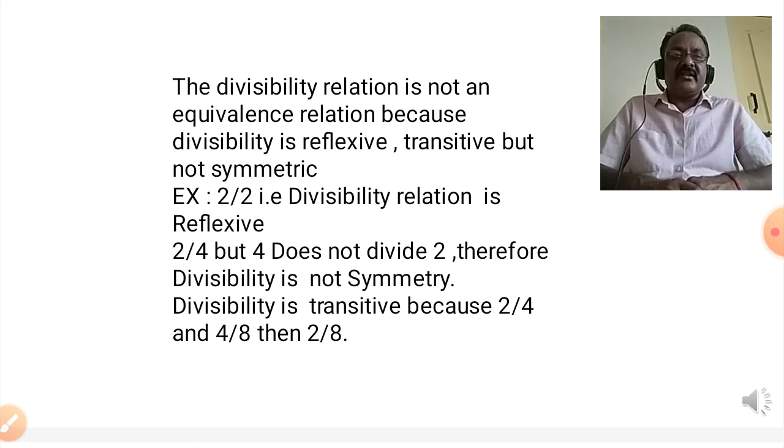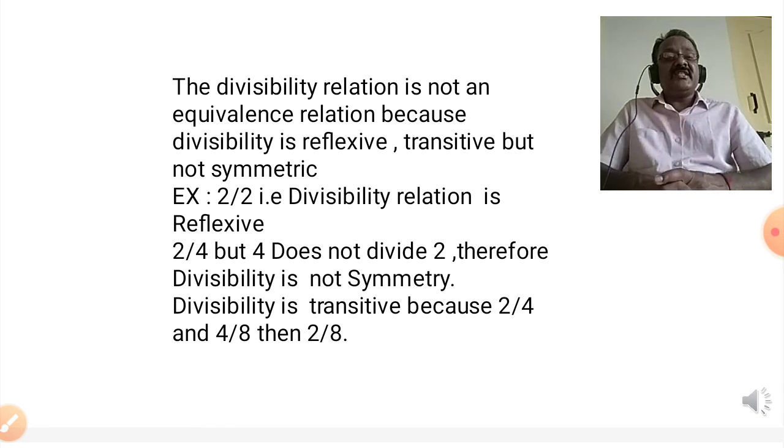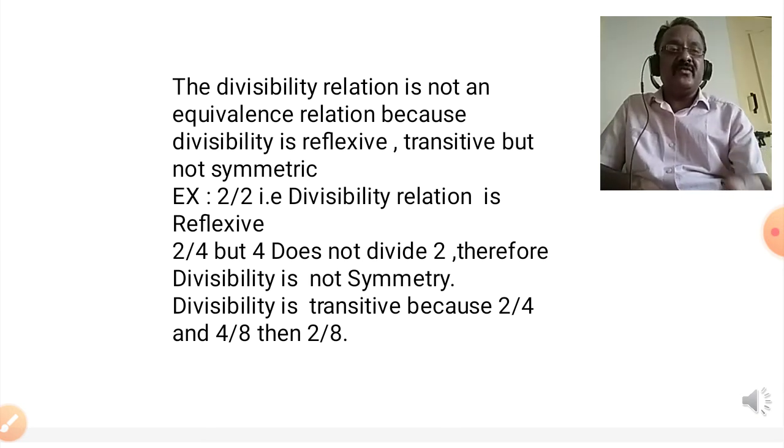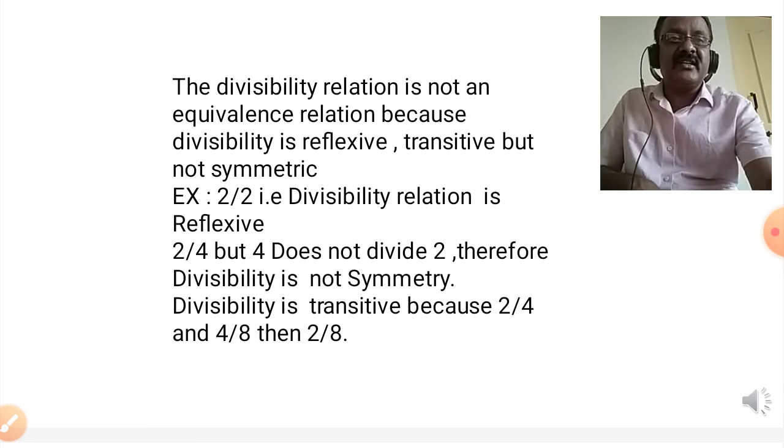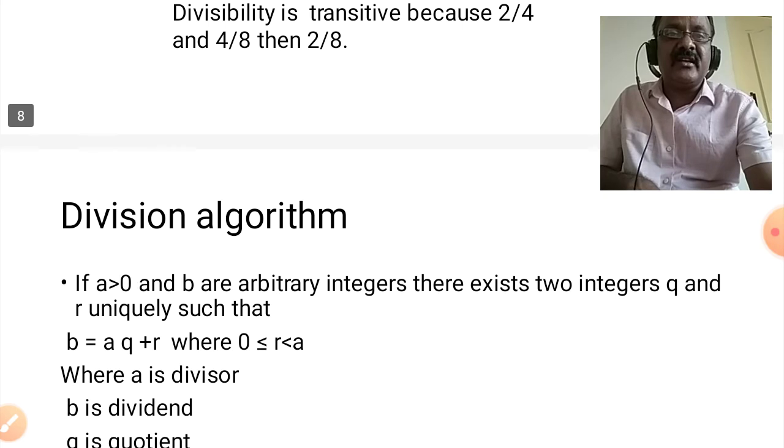I have taken one example of a transitive relation, because 2 divides 4 and 4 divides 8. It is true, no? 2 divides 4, 4 divides 8. It is true. Then 2 divides 8. This is also true. Therefore, the transitive relation is satisfied, but symmetry is not satisfied. Therefore, overall we can say that the divisibility relation is not an equivalence relation.